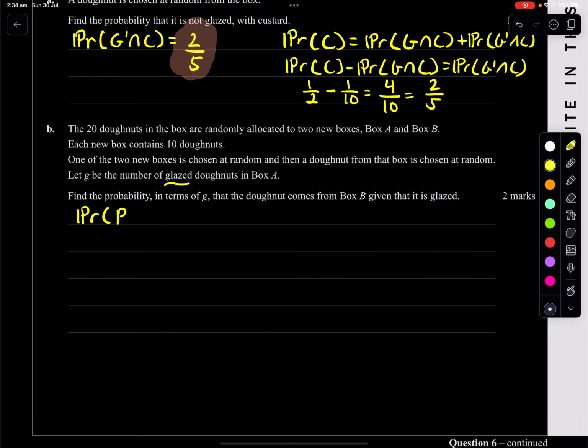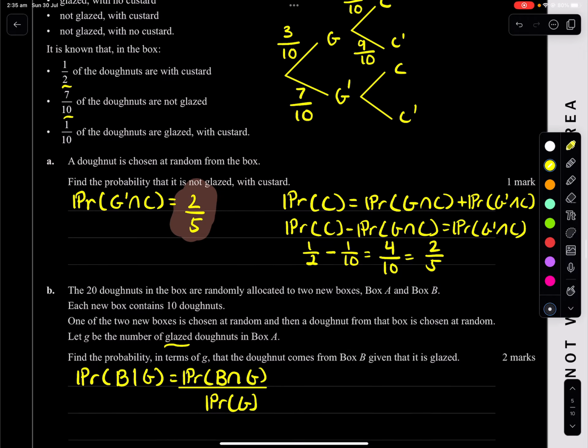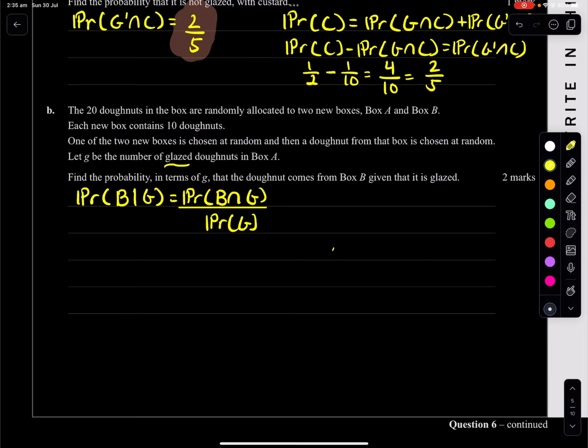So we want the probability of B given that it's glazed, which means we want to find the probability of B intersection G and also the probability of G. I'm going to do another tree diagram over here. We have 2 boxes, so let's say this is A and this is B. Then there will be glazed and non-glazed for each.